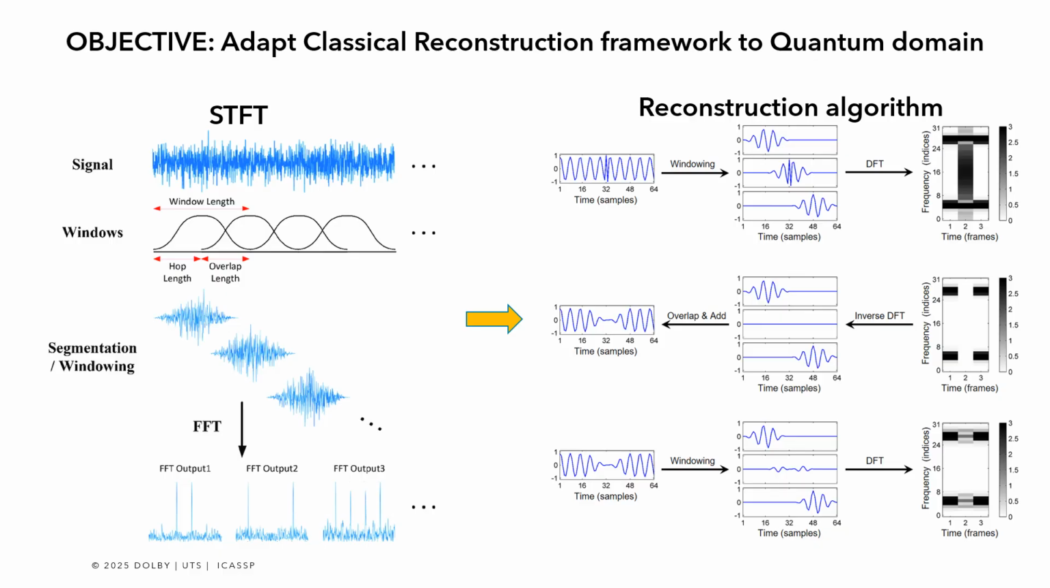Our objective was to adapt the classical reconstruction framework to the quantum domain. An example of a classical reconstruction framework is short-time Fourier transform (STFT). In STFT, we window a large signal, we process it in the Fourier domain, and the various windowed outputs are stitched back together using a reconstruction algorithm such as overlap add.